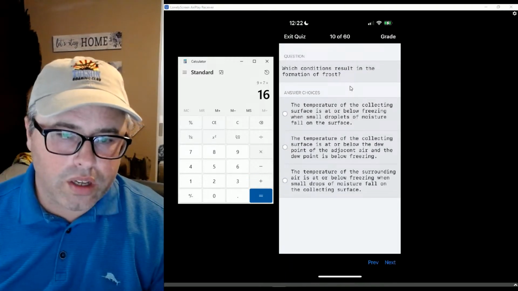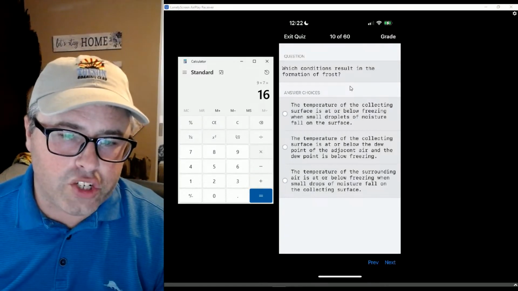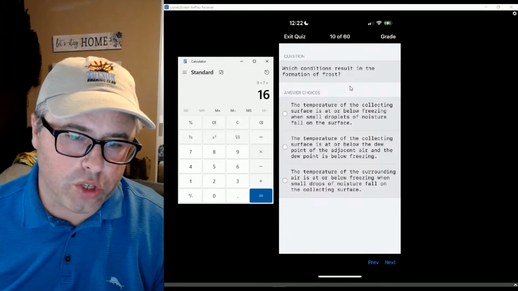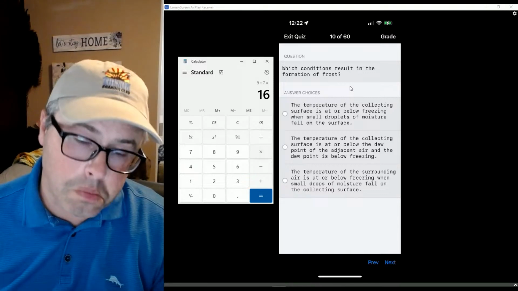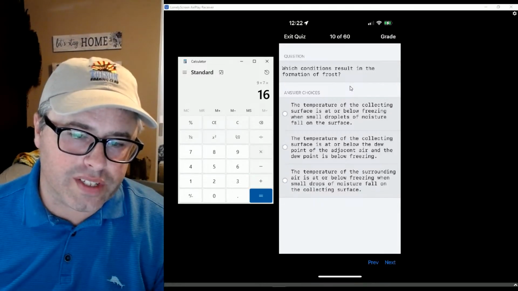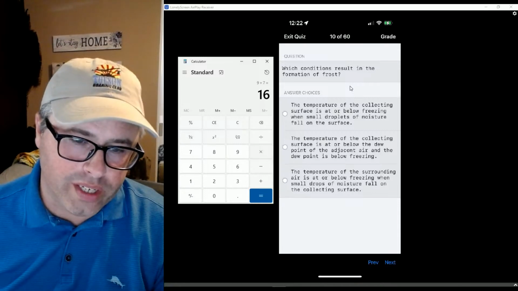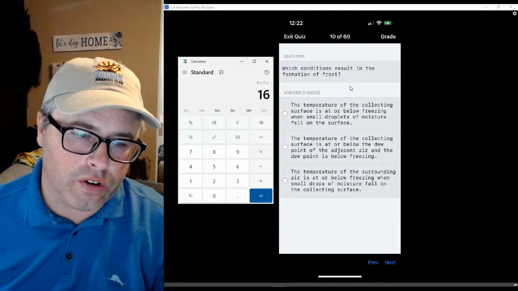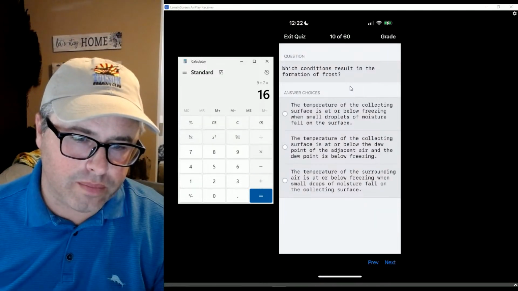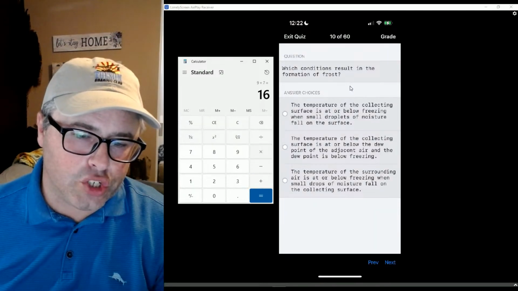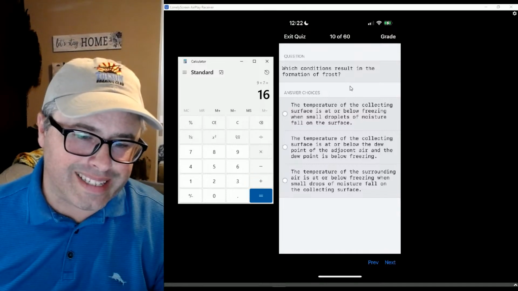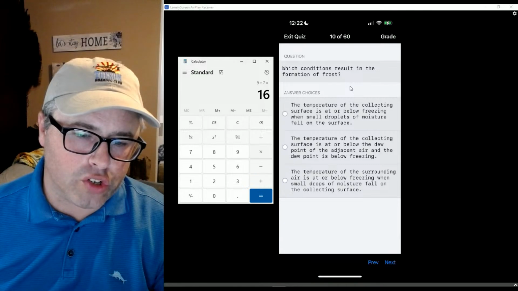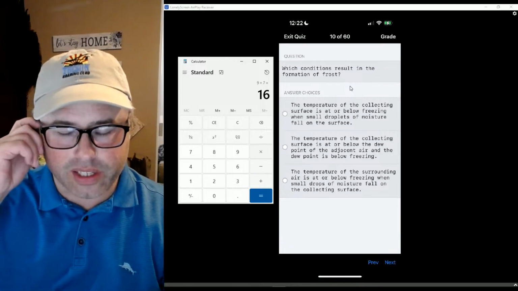Next. Which condition results in the formation of frost? The temperature of the collecting surface is at or below freezing when small droplets of moisture fall on the surface. Okay. The temperature of the collecting surface is at or below the dew point of the adjacent air, and the dew point is below freezing. Okay. The temperature of the surrounding air is at or below freezing when small droplets of moisture fall on the collecting surface. Ooh, this is a tricky one.